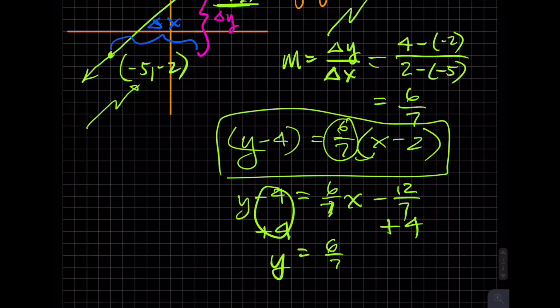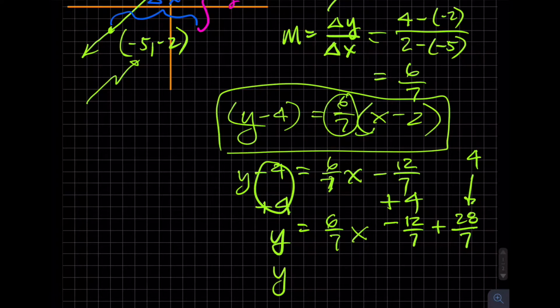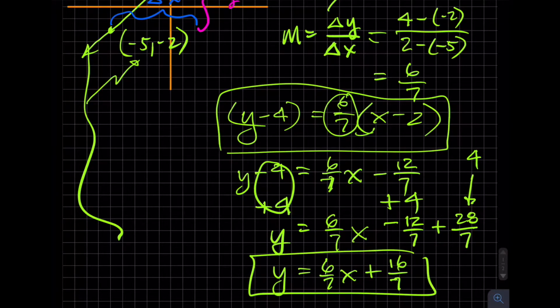That leaves me with 6/7 x minus 12/7, and I have to get a common denominator, so I'm going to add 28/7, because this is the number 4 written as a fraction over 7. And so my final representation of this green line right over here in slope-intercept form is y equals 6/7 x plus, and I'll take 28 and subtract 12, and I'll get 16/7. Doesn't look like I can simplify anything, so that's my equation in slope-intercept form.